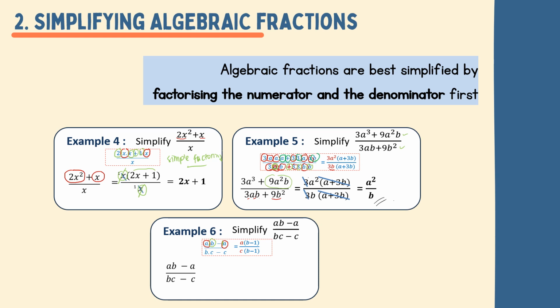The common factor is c. So put c outside the bracket. And what's inside the bracket? b minus 1. So from this fraction, we can see the common term. The common term is b minus 1. So you can simply divide it: b minus 1 over b minus 1 is 1, so it equals a over c.